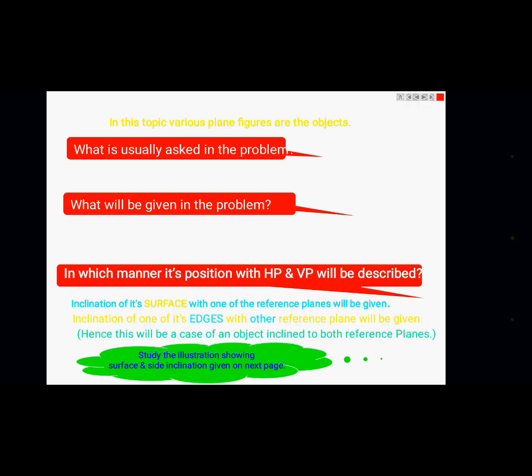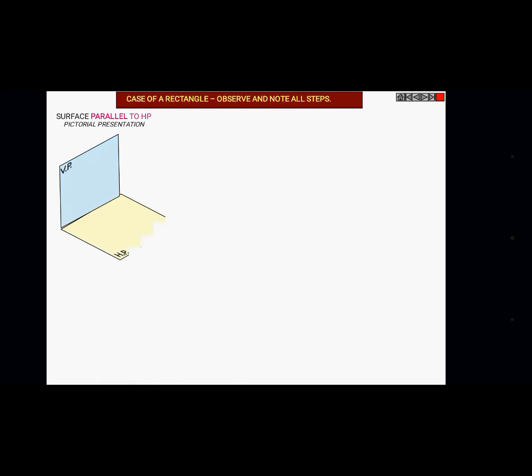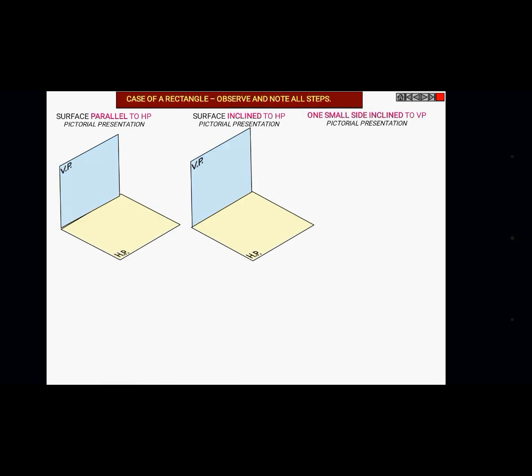So just let us have a look at this PPT. To make this concept clear, let us take an example of a rectangular lamina with surface parallel to HP. This is category 1. Let us see the pictorial presentation. You can see the vertical plane and horizontal plane. In the second step the surface is inclined to HP angle, and then in the third step, VP angle is covered, with reference to the small side, any one side of the lamina.